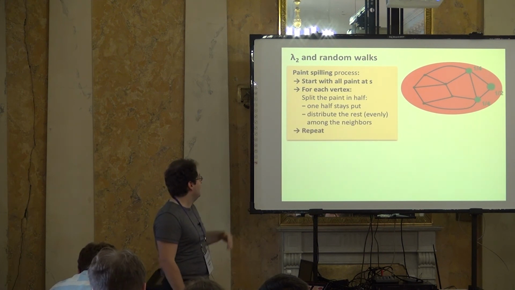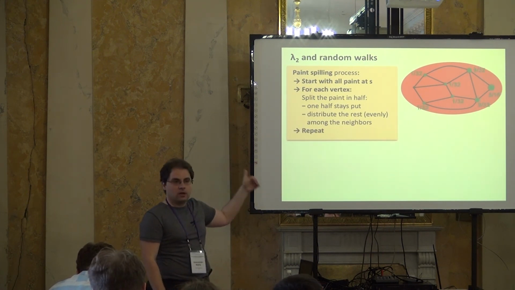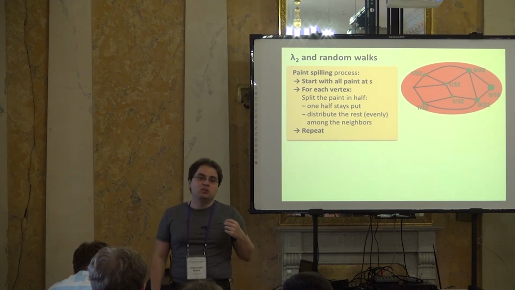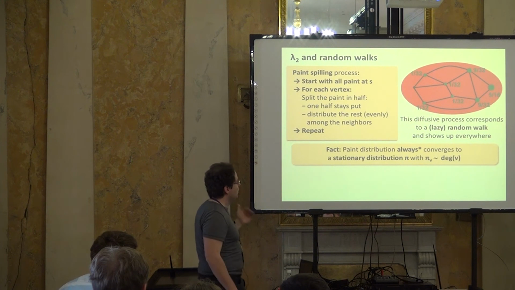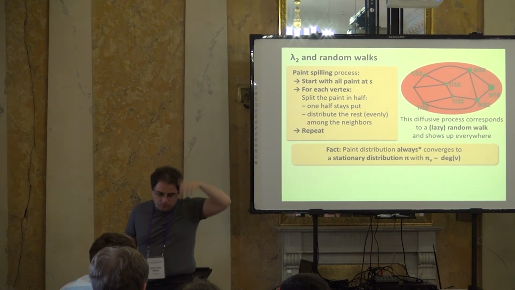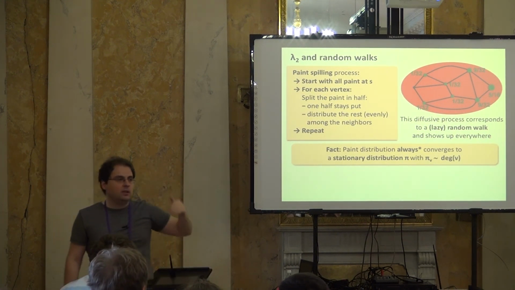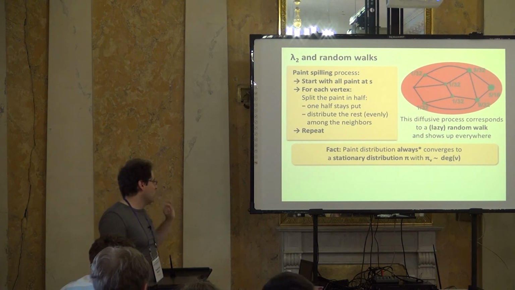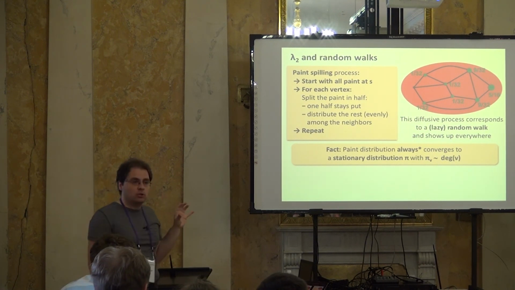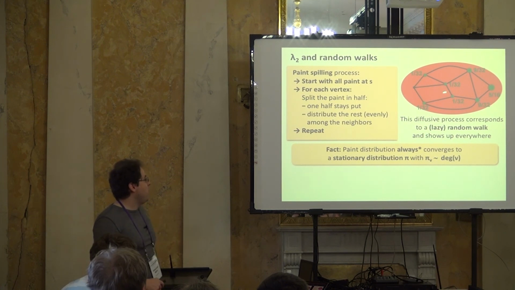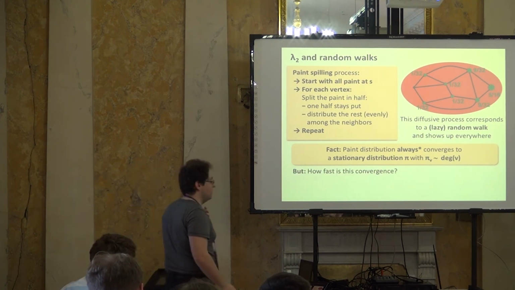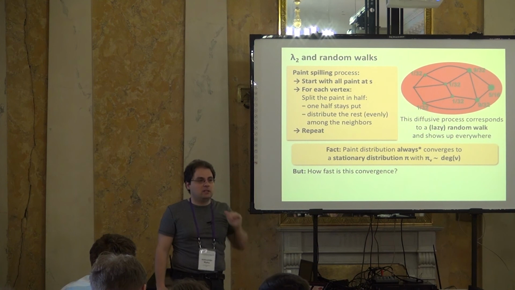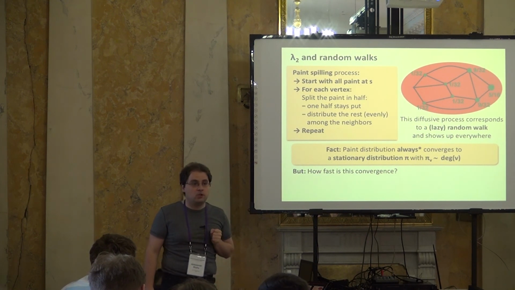So you get this kind of diffusion process in your graph, which corresponds exactly to the probability distribution of a lazy random walk. What we know is that in the limit of iterating this process to infinity, modulo some mild condition, we converge to a stationary distribution. That is, the amount of paint at every vertex will be proportional to its degree. But how fast is this convergence? We know that's what we get in the limit, but what's the rate of convergence?